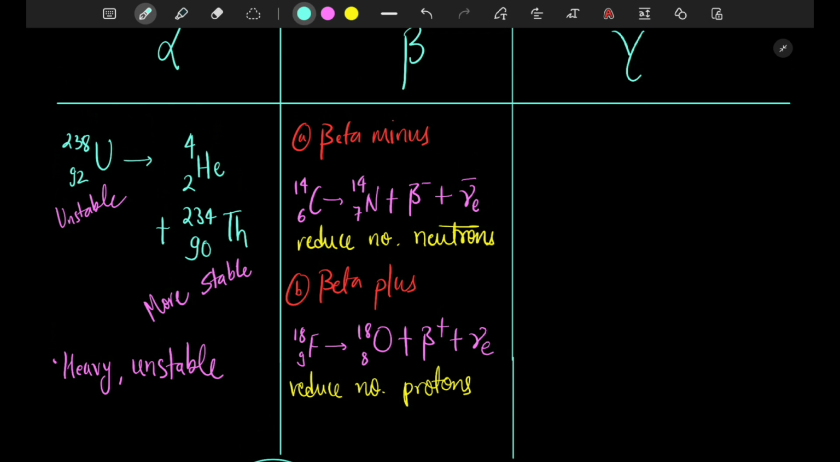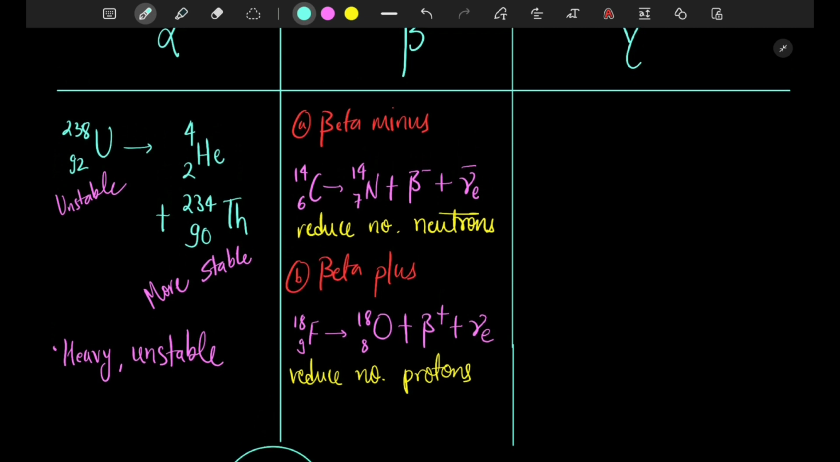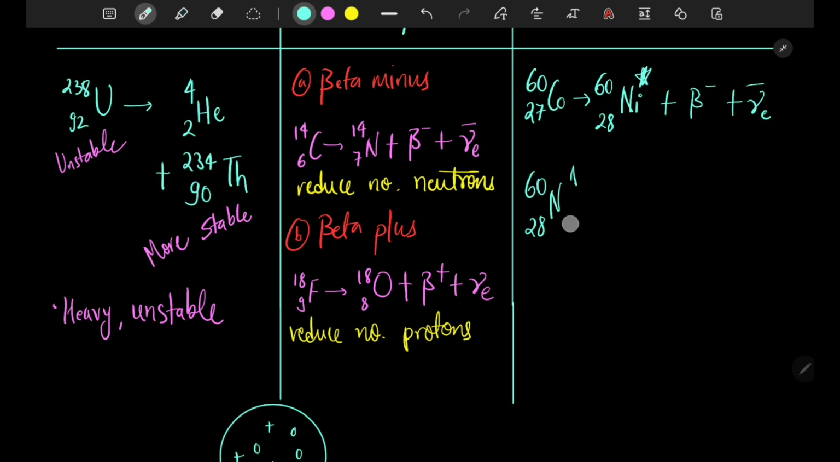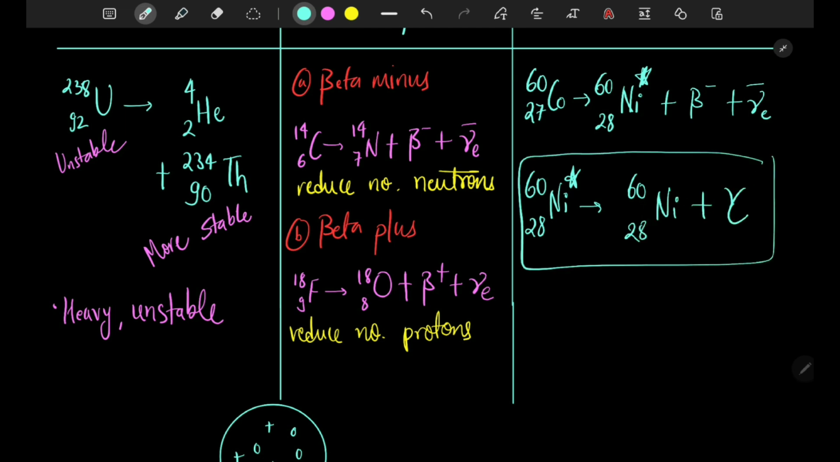Now let's come to gamma decay. Gamma decay is essentially the release of electromagnetic radiation. Gamma rays are electromagnetic radiations. So it is very simple. Let's say we have this example of cobalt. What would happen is this cobalt would get converted to nickel by beta negative emission, but it would have some extra energy. So what can happen is this extra energy of nickel can be emitted in the form of electromagnetic radiation, and this gives rise to gamma decay.